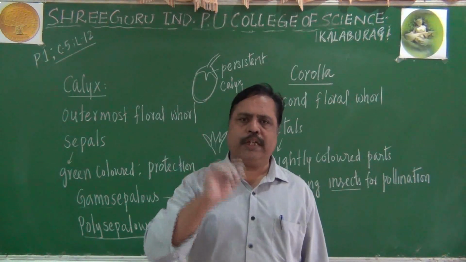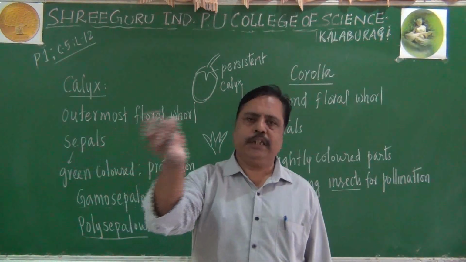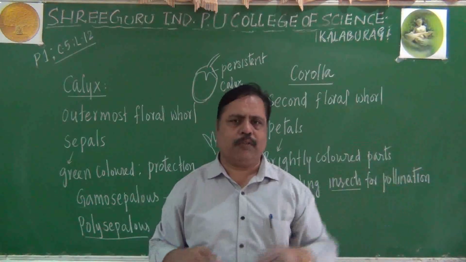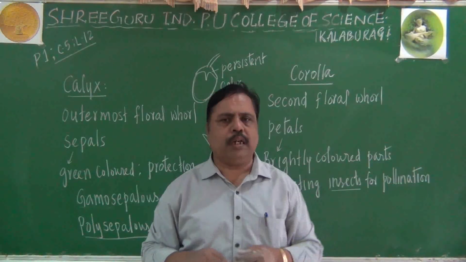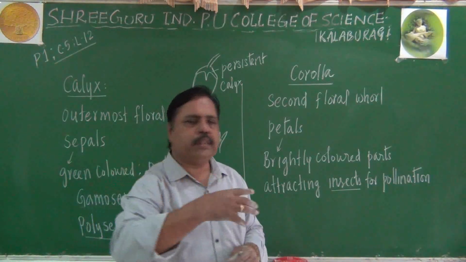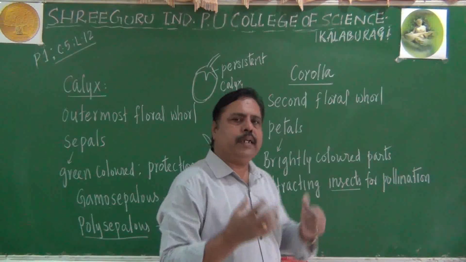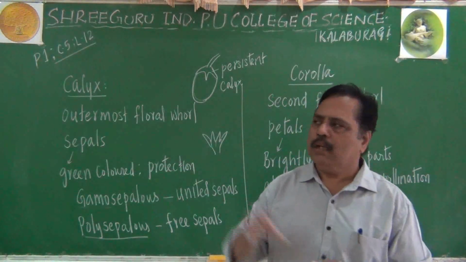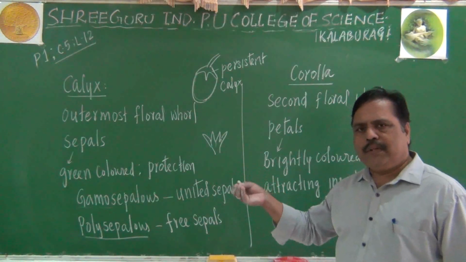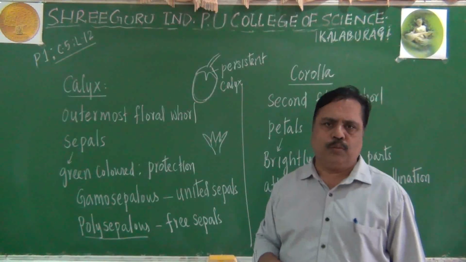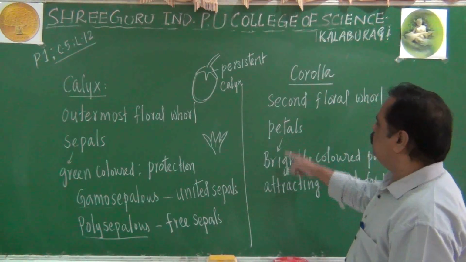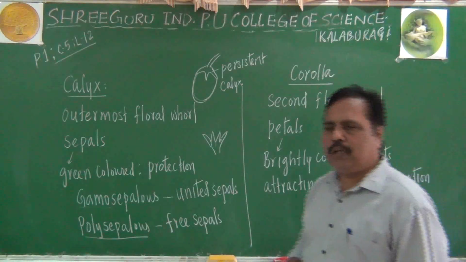Pollen grains are produced in the androecium. From the androecium, they have to be transferred to the gynoecium, maybe on the same flower or another flower. When it is transported to another flower, we need some agents called insects. Those insects will visit the plant only after getting attracted by the petals. By seeing the brightly colored petals, many insects will visit. In return, they get honey or nectar as a reward for pollination. So the function is mainly to attract insects for the sake of pollination.